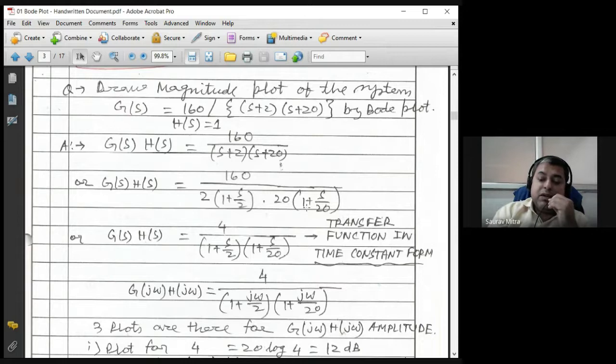So after calculation, if you find the phase is crossing minus 180 and going below, your calculation is wrong, because the numerator 160 always has phase 0. So what is the overall phase of this system? 0 minus tan inverse of omega by 2 minus tan inverse of omega by 20. So the maximum phase for this system can be minus 180. But we will do the phase later on. First see how to find the amplitude plot.